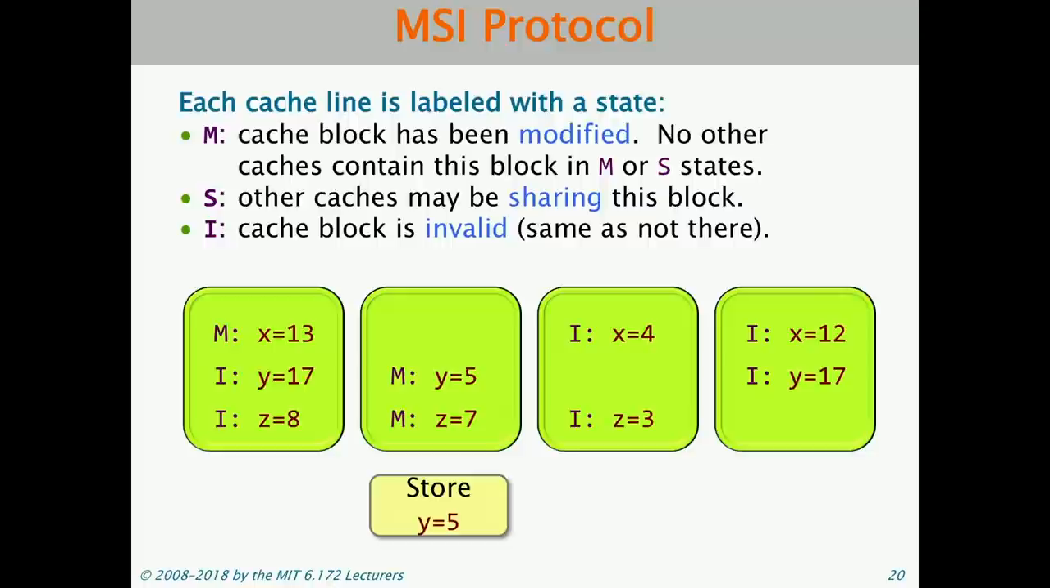And then when you load a value, you can first check whether your cache line is in M or S state. If it is in M or S state, then you can just read that value directly. But if it's in the I state or if it's not there, then you have to fetch that block from either another processor's cache or from main memory.